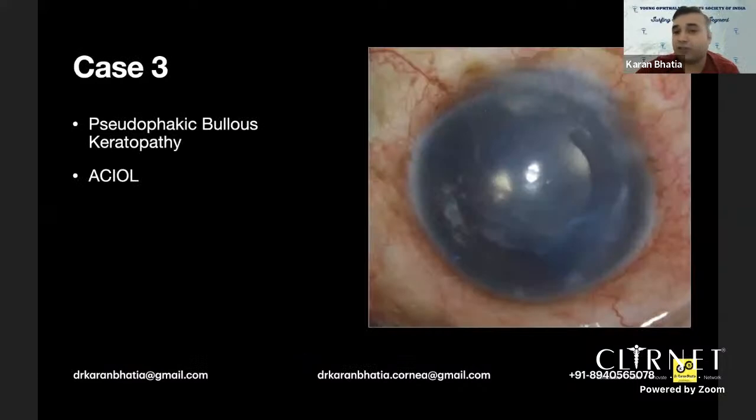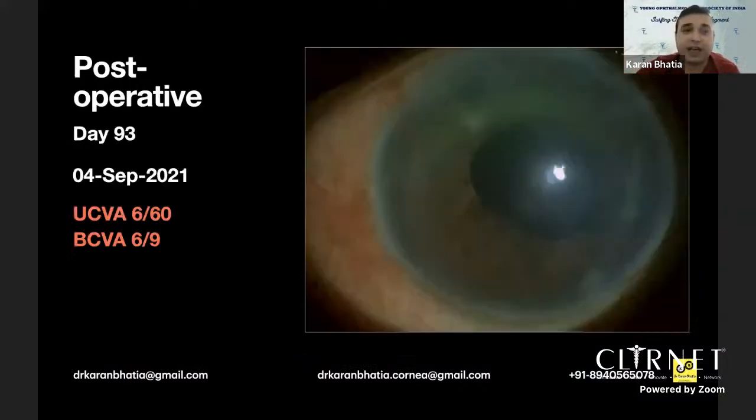This is another case of a pseudophakic bullous keratopathy with an AC IOL, and you can see similarly BCVA 6/9 after 93 days of follow-up, doing extremely well using the mixed technique and the flanges over here.